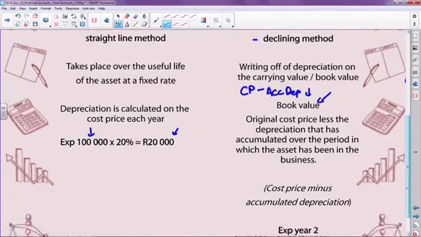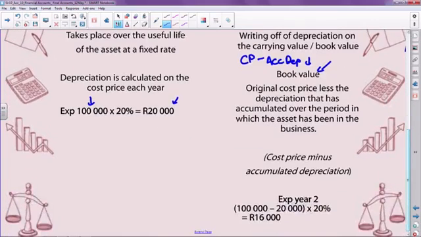Now, just to show you a method, say for example year 2, and we're using the same cost price. For equipment, a cost price of 100,000, and in the previous year, so therefore for year 2, we now need to calculate depreciation. The previous year we lost 20. How much is your book value? Your book value will then be 80,000, as you can see. And then 80,000 times 20% will give you your depreciation for the year.